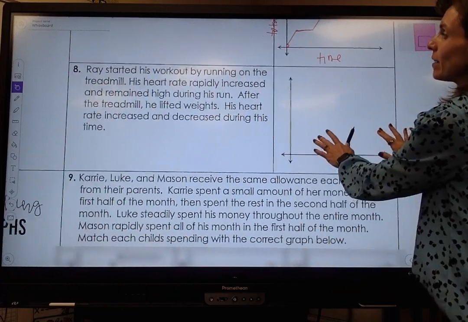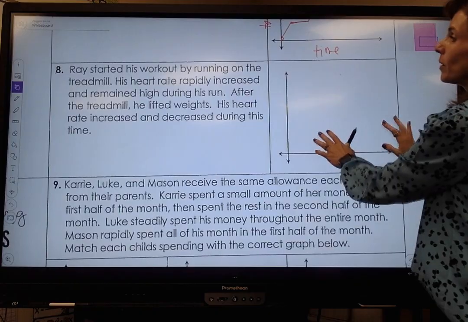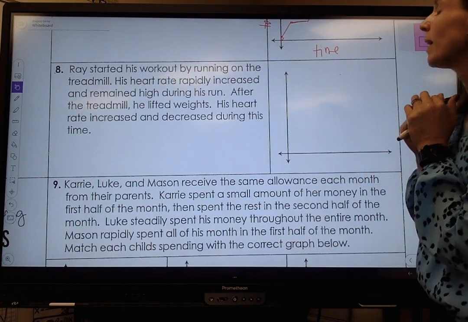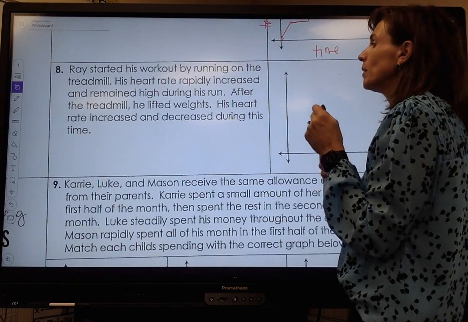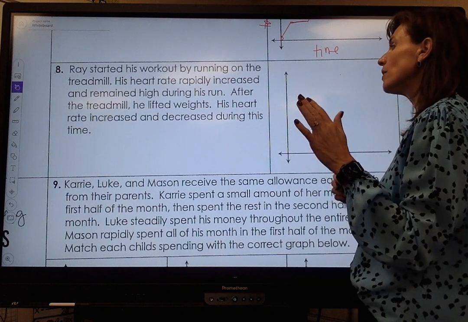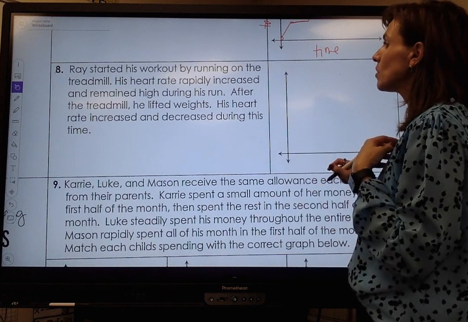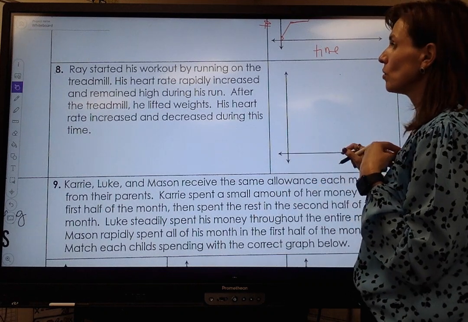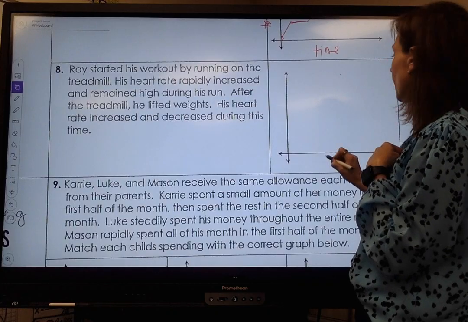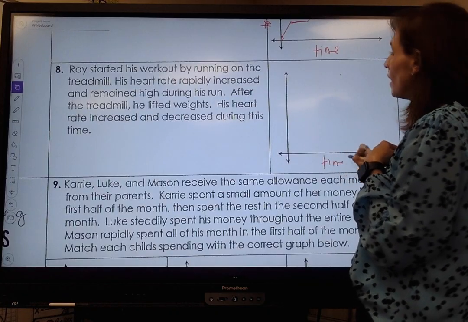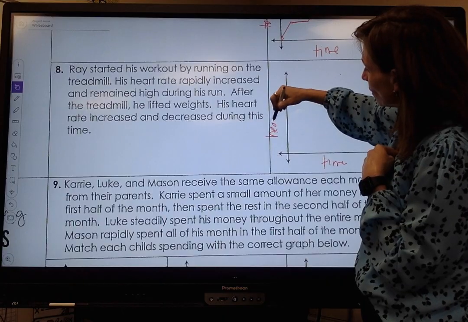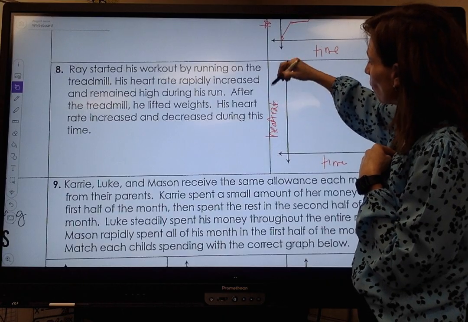All right. Ray started his workout by running on the treadmill. His heart rate rapidly increased and remained high during his run. After the treadmill, he lifted weights. His heart rate increased and decreased during this time. So we are going to graph time on the X, and we're going to graph heart rate on the Y.